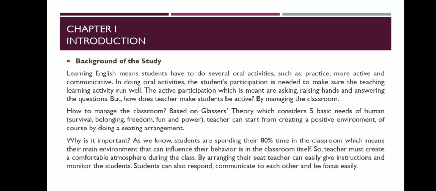I have read a lot of articles, and I have read about this theory, which is from Glasser. Based on Glasser's theory, which considers five basic human needs: survival, belonging, freedom, fun, and power, teachers can start by creating a positive environment, of course by doing a seating arrangement. But why is seating arrangement important? We know that students spend 80% of their time in the classroom, which means their main environment that can influence their behavior is the classroom itself.